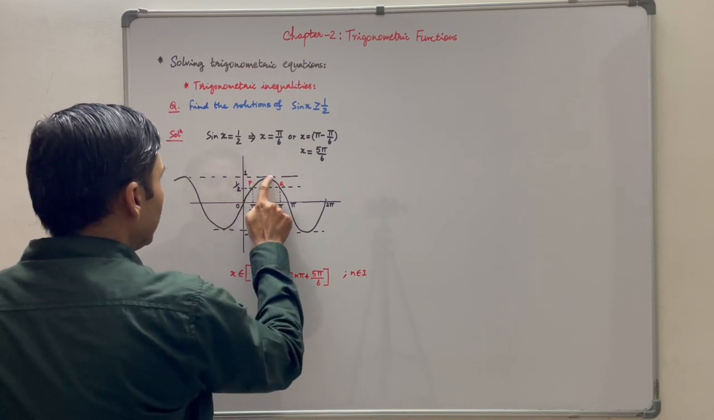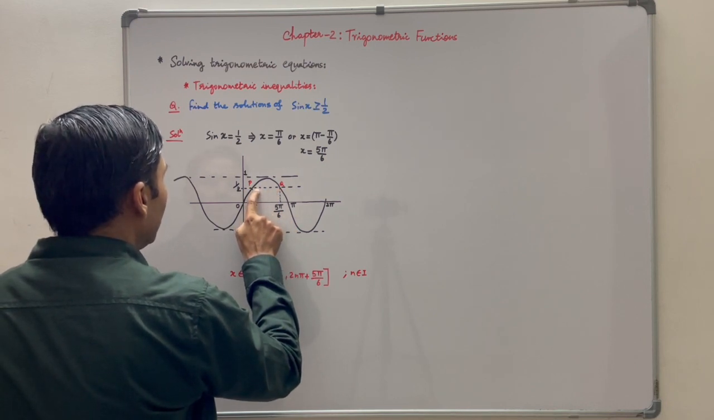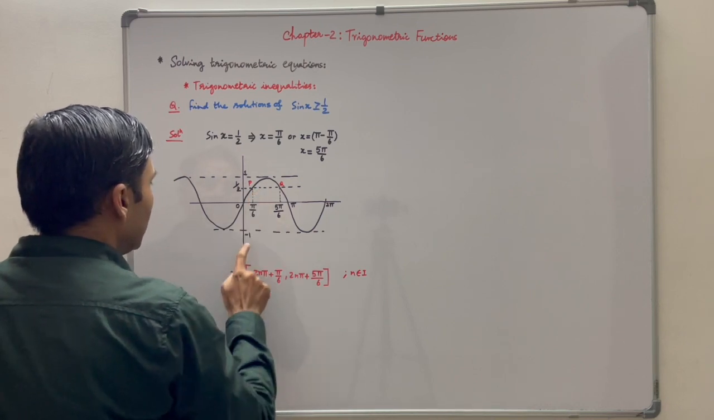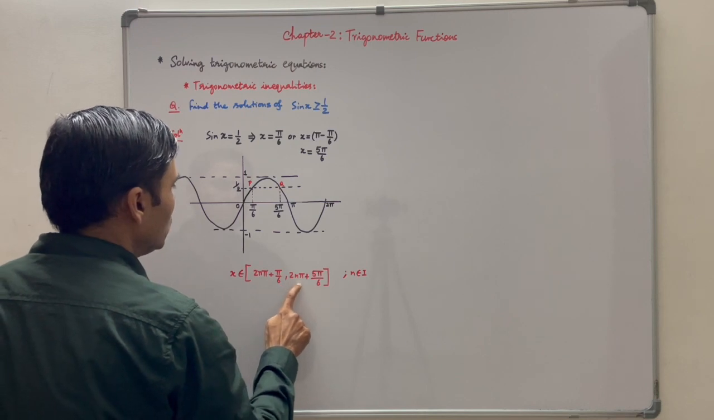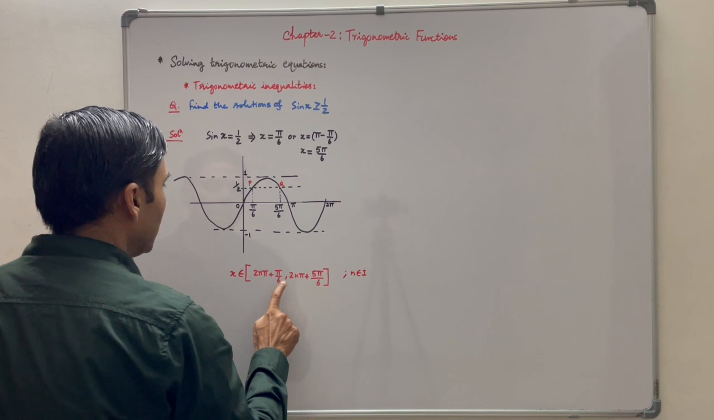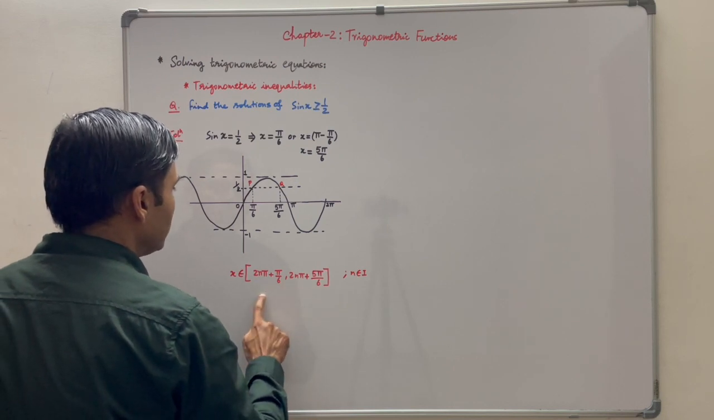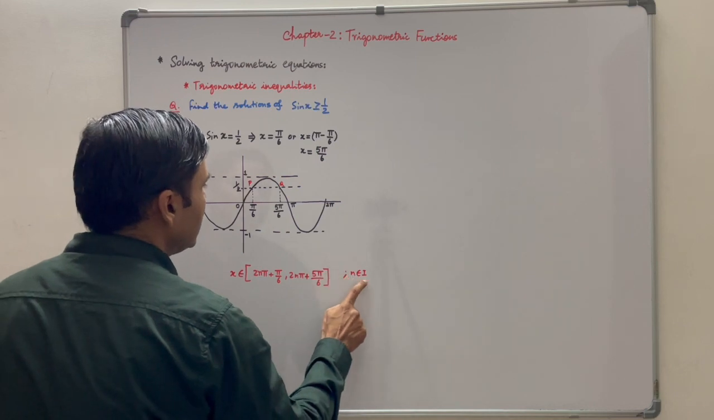Now between P and Q, value is greater than or equal to 1 by 2 and less than or equal to 1. So solution set is x belongs to [2n pi plus pi by 6, 2n pi plus 5 pi by 6]. This means x lies between these two extremes, including these two extreme values, where n is integer.